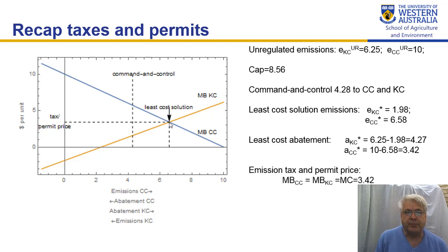Now this slide shows that all other things being equal, and that's quite a big assumption to make, then a tax scheme and a permit scheme are equivalent. So they can end up at the same least cost, socially optimal solution.